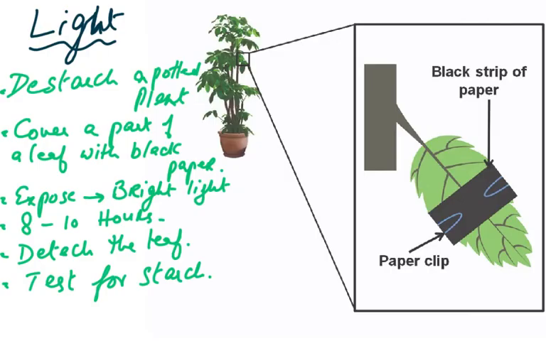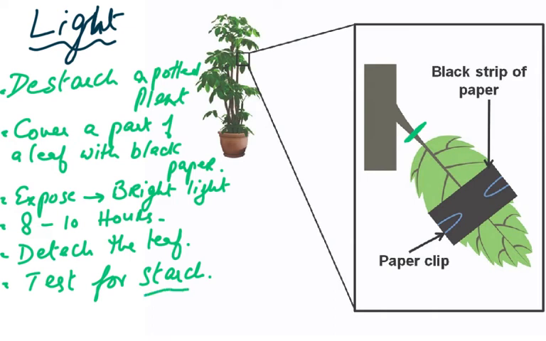Now the next experiment is to prove that light is necessary for photosynthesis. Now in this you take a potted plant, you de-starch it, keep it in the dark for 24 to 48 hours so all the starch has been used up. Then you cover a part of one of the leaves with black paper. And then you expose this whole plant to bright light and you leave it in the bright light for 8 to 10 hours. And then you detach this leaf and then you test for starch.